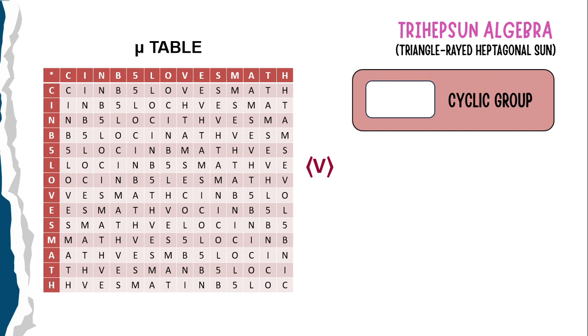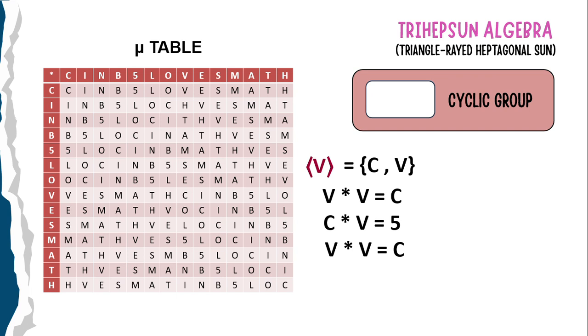So to continue, let's start with element V. For element V, we will have this result. As we can see, only two elements are being generated, which are C and V. Therefore, for E, two elements are being generated, which are C and E.